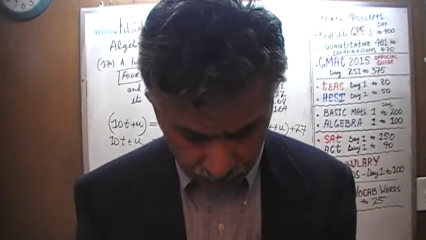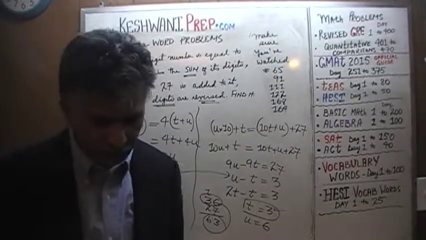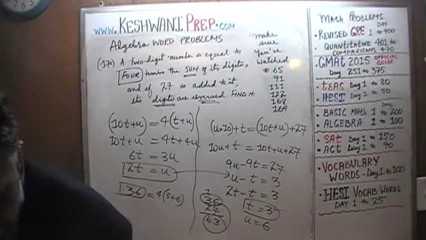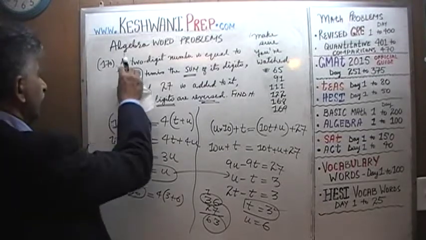Let's do one more, shall we? Very similar problem. One more, just for practice. So this time, we have a certain two-digit number that happens to be equal to 7 times the sum of its digits.